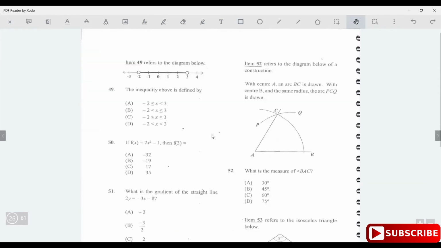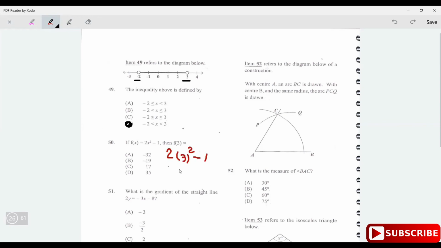Question 49. It says, the inequality above is defined by, as we can clearly see right here, if we look closely, we can see this is an open set. And so there should be no less than or equal to, so it's just between -2 and 3. Easy. Question 50. f of x is 2x squared minus 1, then what is f of 3? So it's 2 times 3 squared minus 1. 3 squared is 9, times 2 is 18, 18 minus 1 is 17. That's option C.